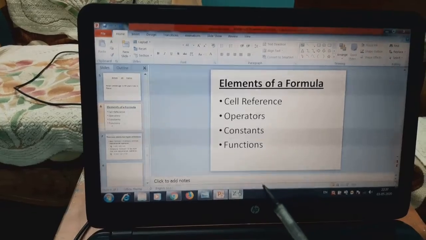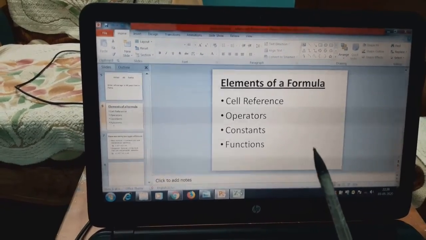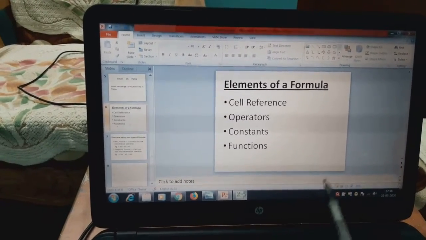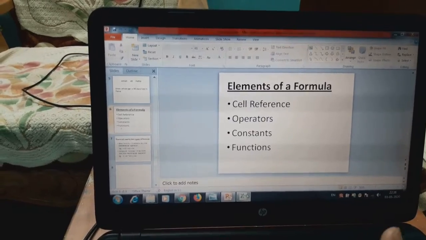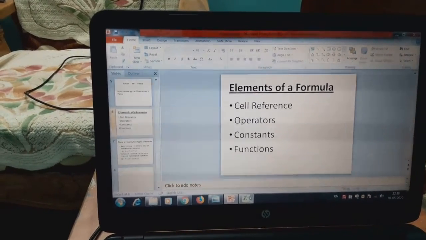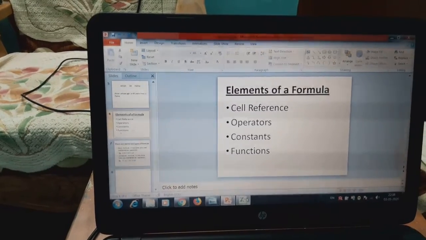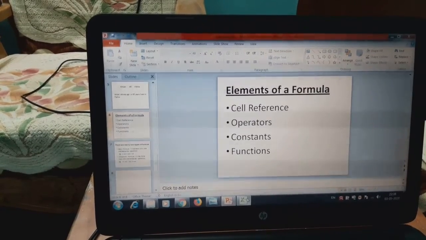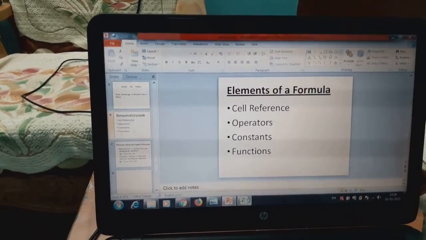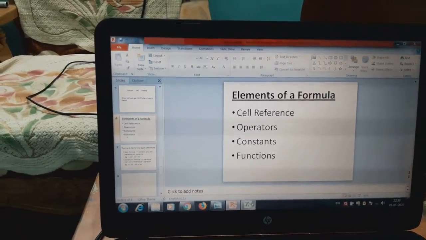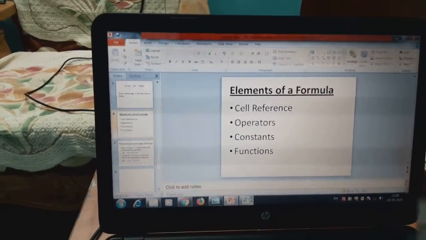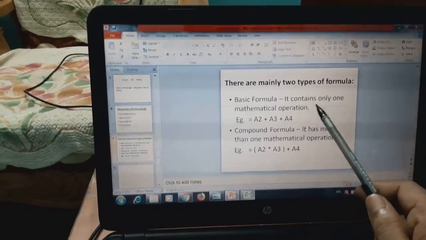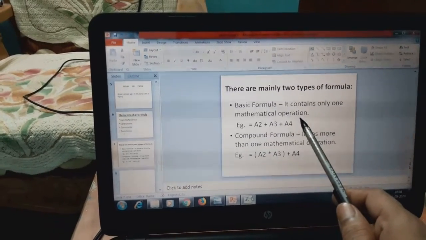Okay, now coming to another topic, that is formula. So I have already told you that a formula is a user defined expression that can include cell references, letters, numbers, arithmetic operators and parentheses, which is helpful in calculating the mathematical operation in a worksheet. So there are basically two types of formula in MS Excel. One is basic formula and another is compound formula. What is a basic formula? Basic formula contains only one mathematical operation.